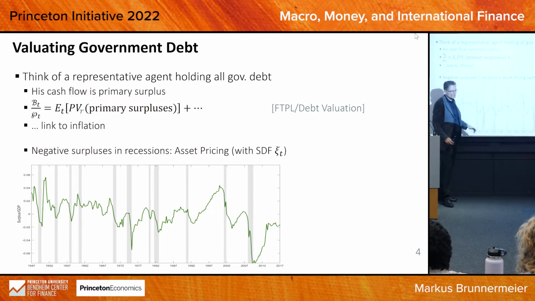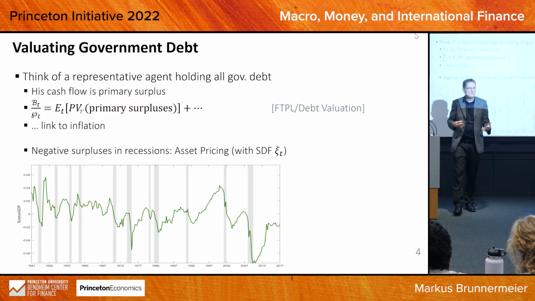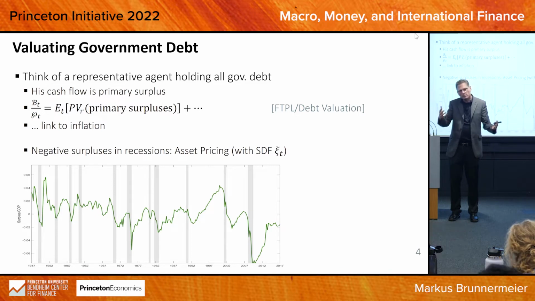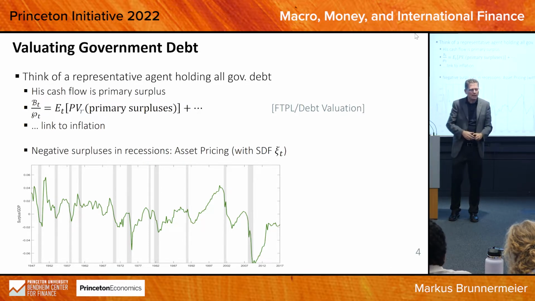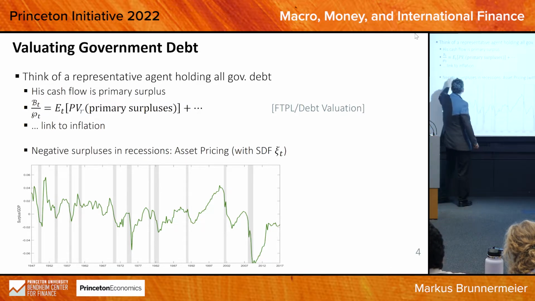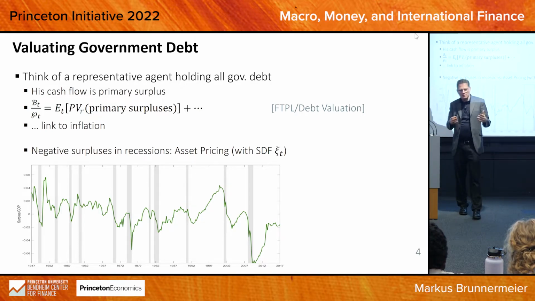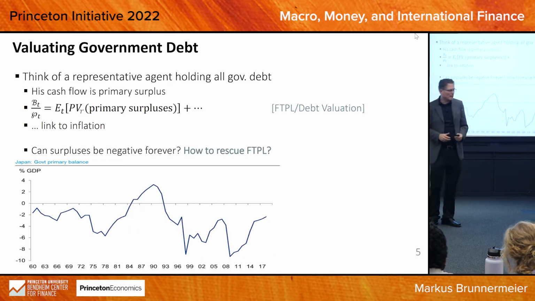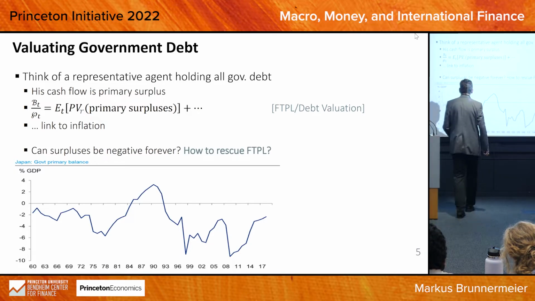So these primary surpluses, using finance language, have positive betas. That means in recessions they pay out very poorly, negatively, and in booms they pay out perhaps something. It's not a good hedge. It's an anti-hedge. The discount rate should be even higher. Given that, it is puzzling, and there are some papers out there by Hannah Lustig and others asking how this can work. And if you go to Japan, here's the primary surplus for Japan.